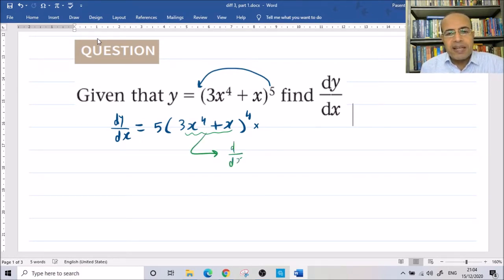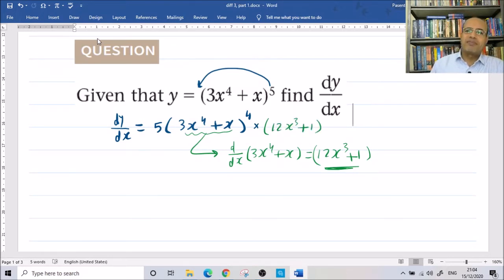d by dx of the bracket 3x power 4 plus x equals 4 times 3, 12x power 3, plus 1. So this is the derivative of inside the bracket. We multiply here (12x power 3 plus 1). So the power goes down, الباور ينزل تحت. Reduce 1 from the power, multiply the derivative of inside the bracket.